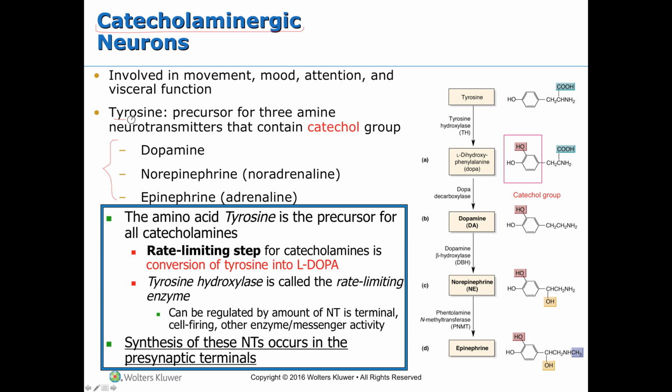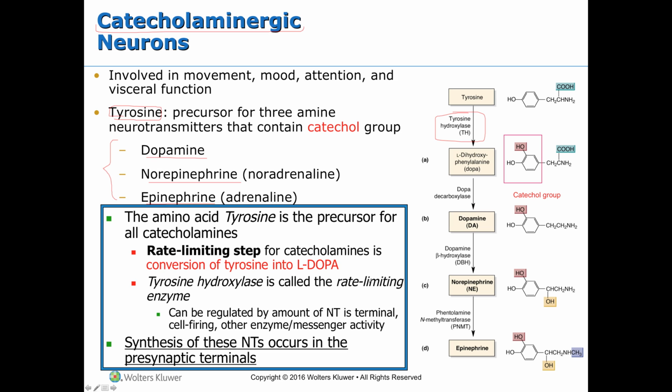So tyrosine is an amino acid, and this is the precursor for all 3 amine neurotransmitters. These are the catecholamines: dopamine, norepinephrine, and epinephrine. Norepinephrine and epinephrine are also referred to as noradrenaline and adrenaline, depending on where you're at in the world. So tyrosine will then be converted to L-DOPA by the enzyme tyrosine hydroxylase. Tyrosine hydroxylase is the rate-limiting enzyme.